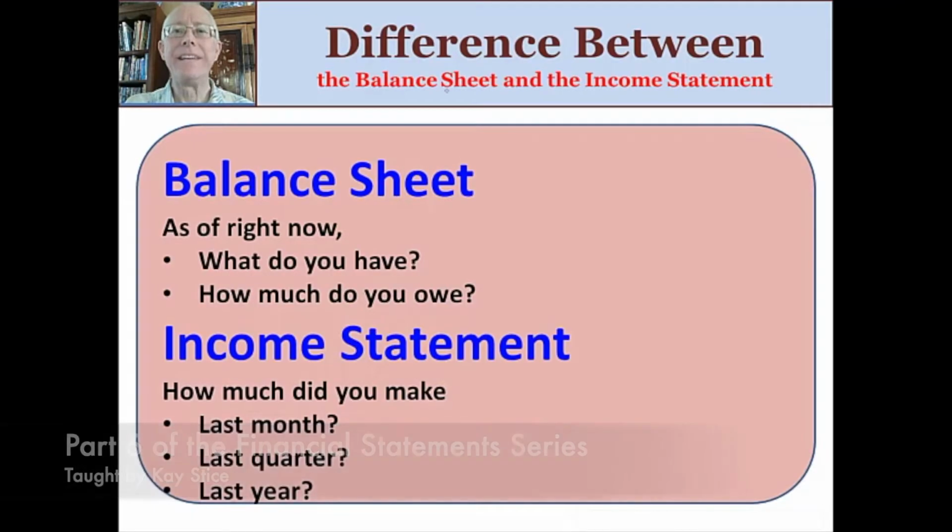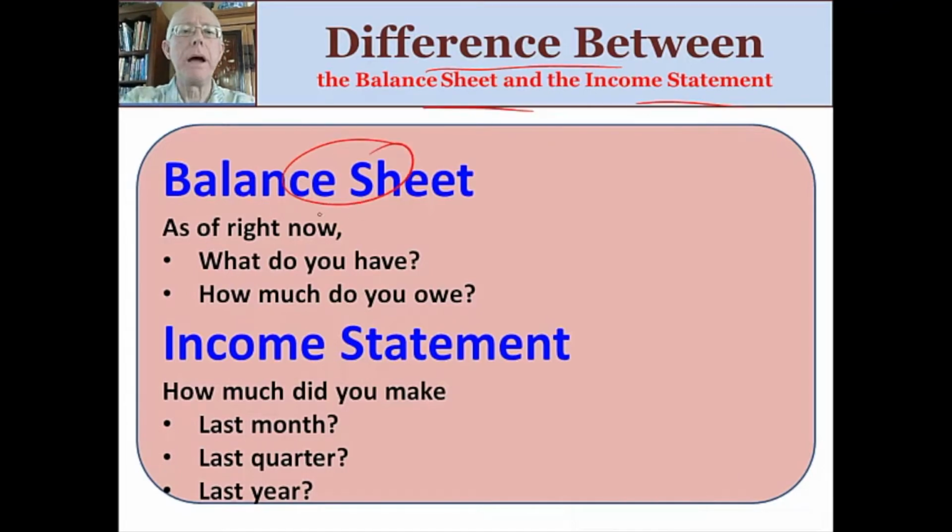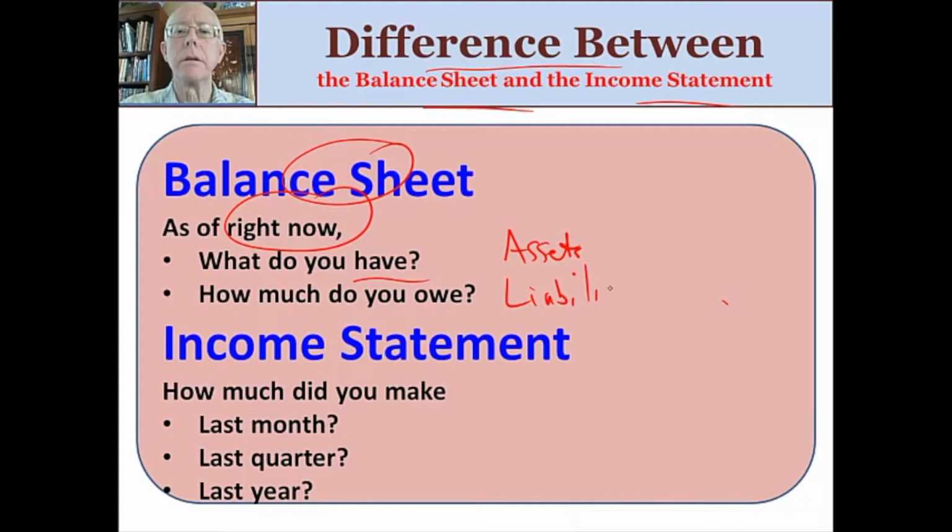Let's talk about the difference between the balance sheet and the income statement. The balance sheet is as of right now, right this second, as a point in time. What do you have? Accountants call those things assets. And what do you owe? Accountants call those things liabilities. What do you have and what do you owe as of right now?